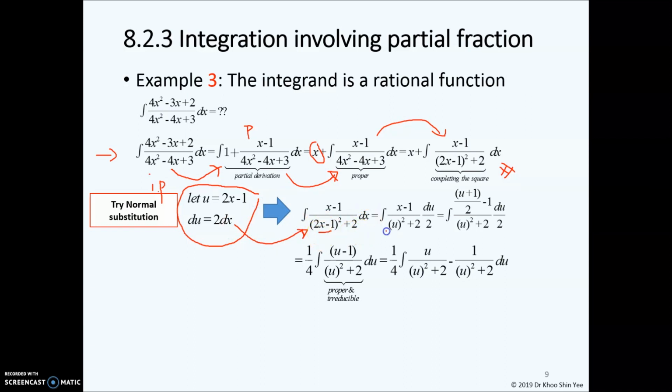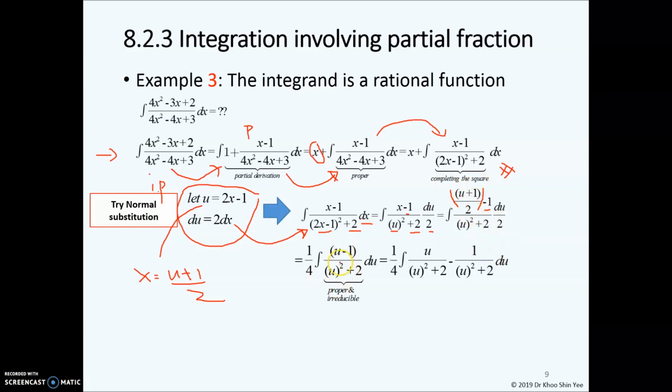So this term is u, dx becomes du over 2, right? So what is your x? From here you can find your x. Your x is equal to u plus 1 divided by 2. So I can substitute the x here, right? Minus 1 remains.